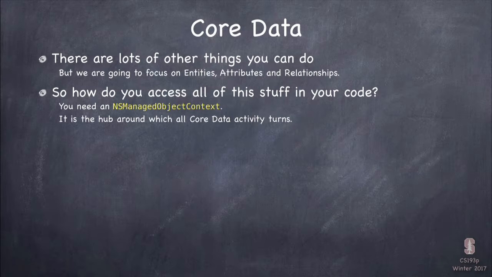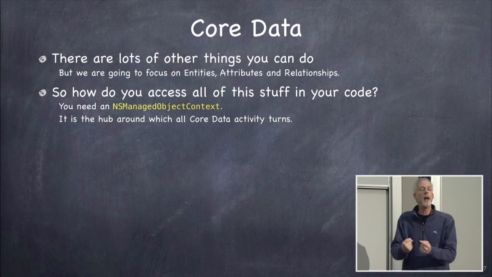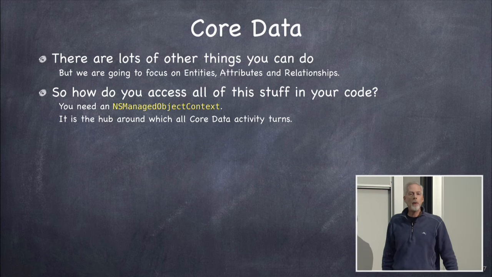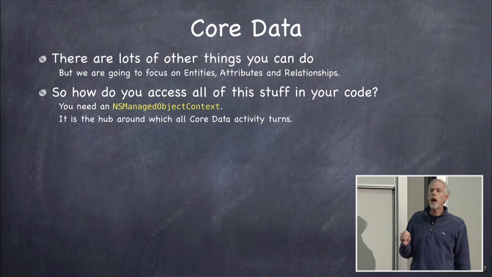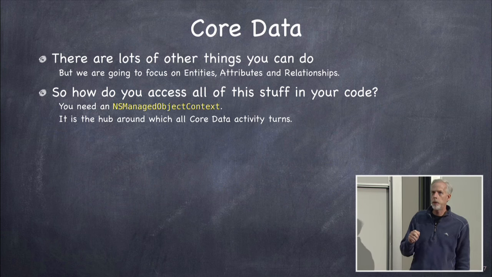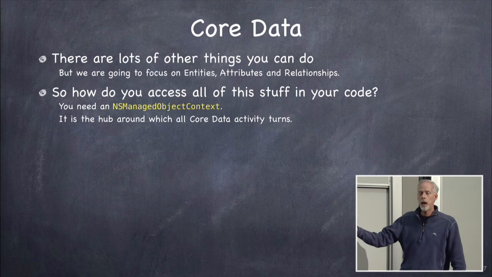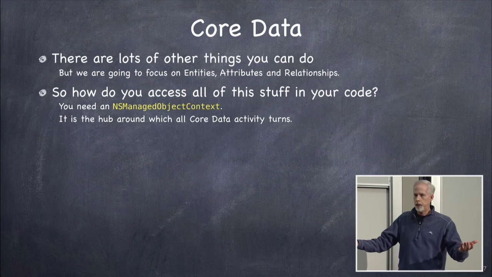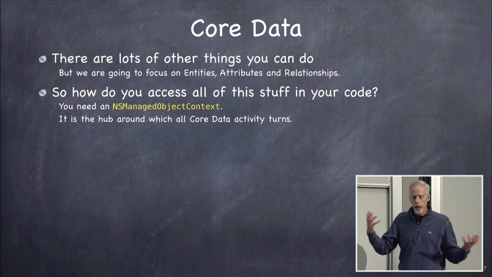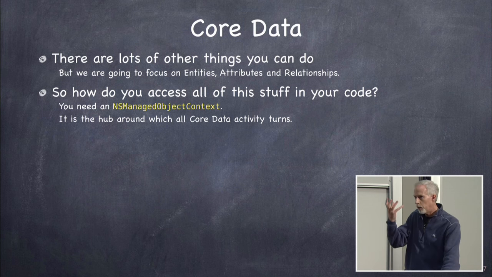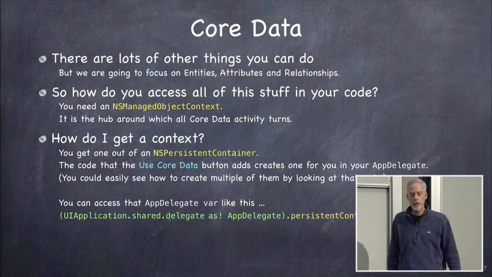Well, to do anything with it, we need to get a hold of them in our code, grab onto them, basically. And to do that, we need another important class, NSManagedObjectContext. So I told you those things in the database are NSManagedObjects. You need an NSManagedObjectContext, which represents a database, to do anything with them, to get any of them, to create any of them, etc. This is the hub around which Core Data activity turns, as I say there.